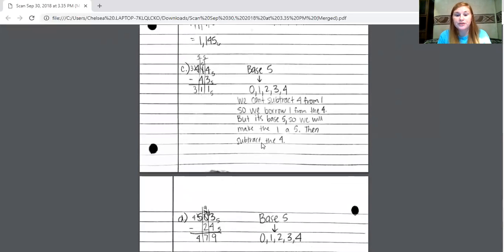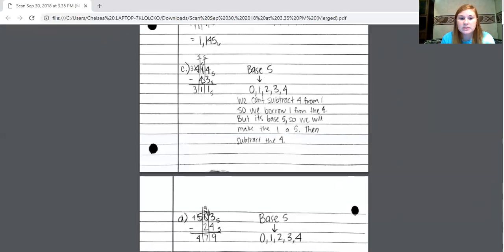C and D are a little different just because you're subtracting. That's the only difference. You still work the problem the exact same way. So you're going to have 414 with a base of 5 minus 43 base of 5. So it's the same way. 4 minus 3 is 1. It is smaller than these numbers listed here, or it is within those numbers. So we can leave that on the bottom.